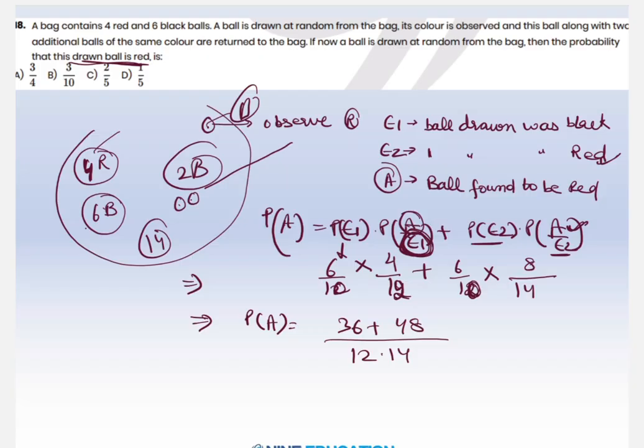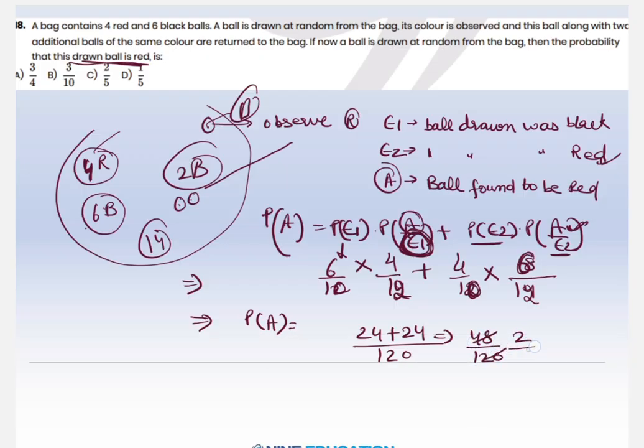So the red balls are initially 4. So the probability of getting a red ball is 4 by 10. And given that you got a red ball, you need to find a red again. 2 balls are added. So you got 12 balls now, and out of those 12 balls, 6 are red. Basically, we took numbers wrong. Same procedure you have to follow. Below you will have 120, 24 plus 24, 48 by 120, which is 2 by 5. Option C is correct.